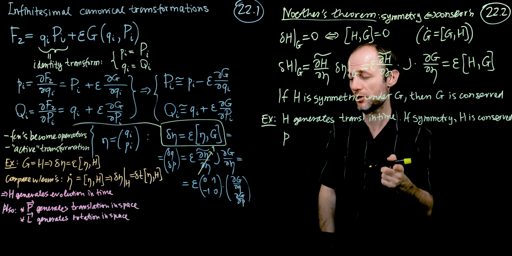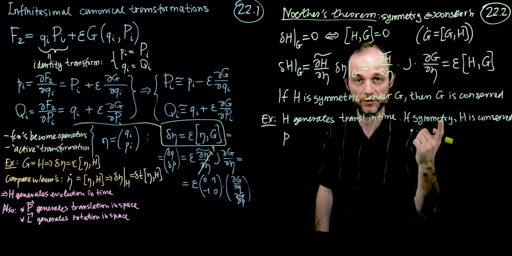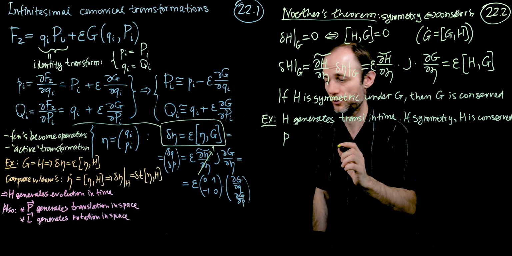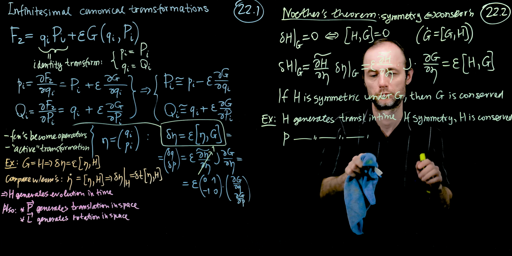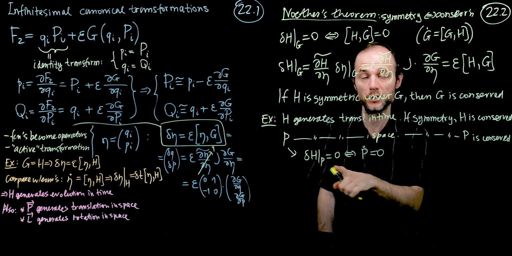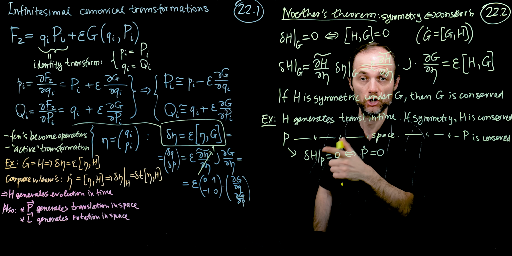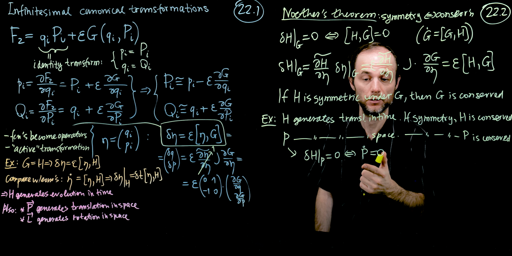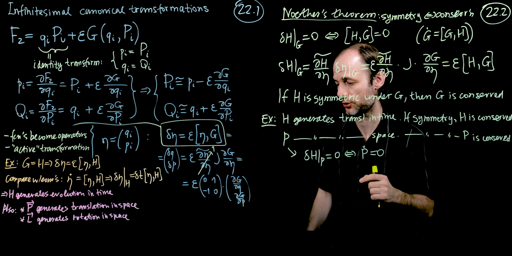Momentum generates translation in space, and if there is symmetry, then the momentum will be conserved. Or mathematically, if the change of H under P is 0, then P dot will be equal to 0.